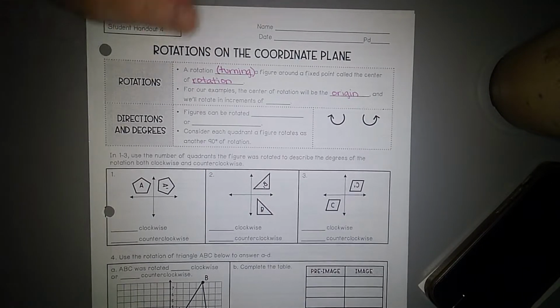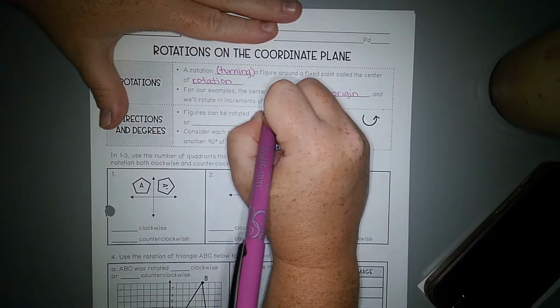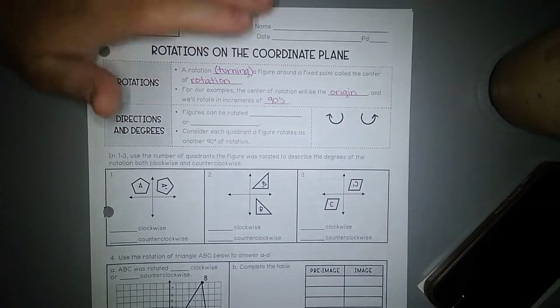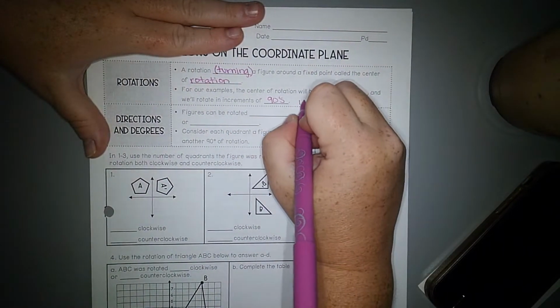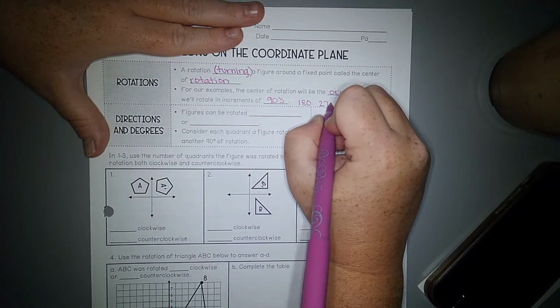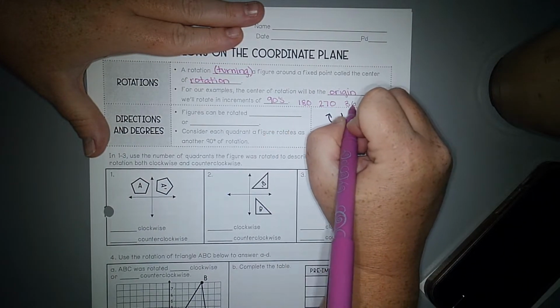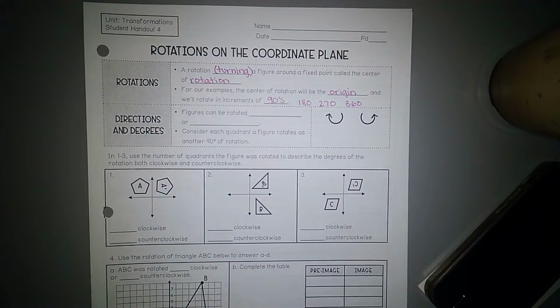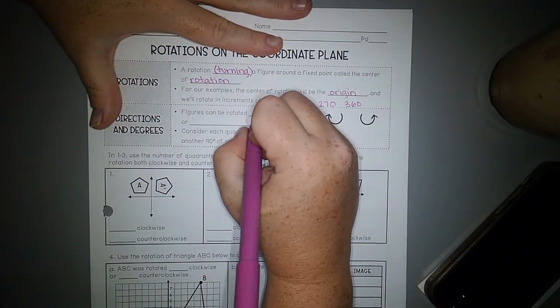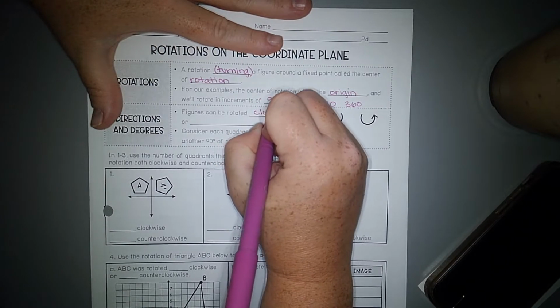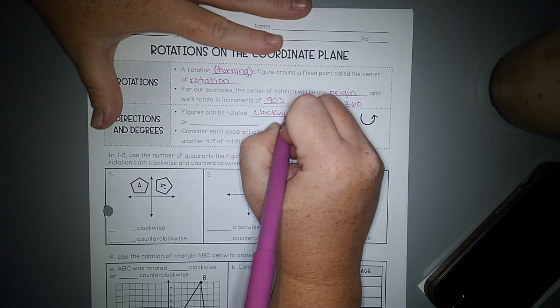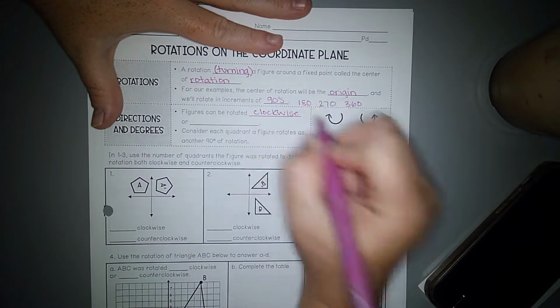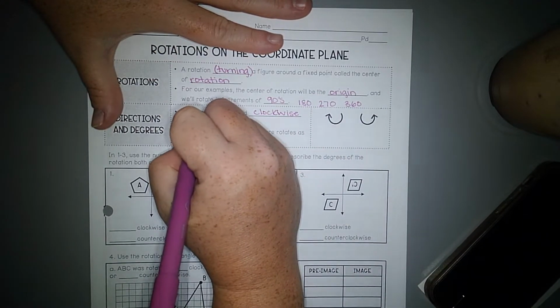And we will rotate in increments of 90s. So we have 90, 180, 270. You could do 360, but really that's putting it back where it was. Figures can be rotated clockwise. Whoops. That's not an I, that's a W. Or counterclockwise.